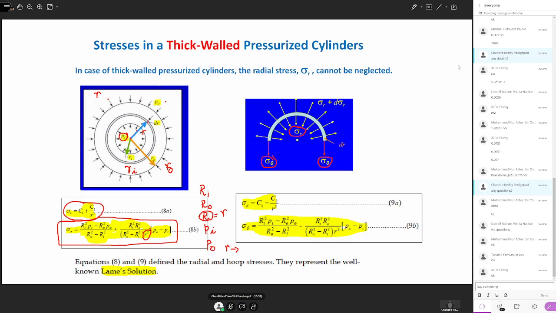So we can write it as C1 minus C2 over R square. All the terms will have the same meaning: inner radius, outer radius, inner pressure, outer pressure. R is the point where you're calculating the tangential stress, so the distance to the point where the tangential stress is calculated.